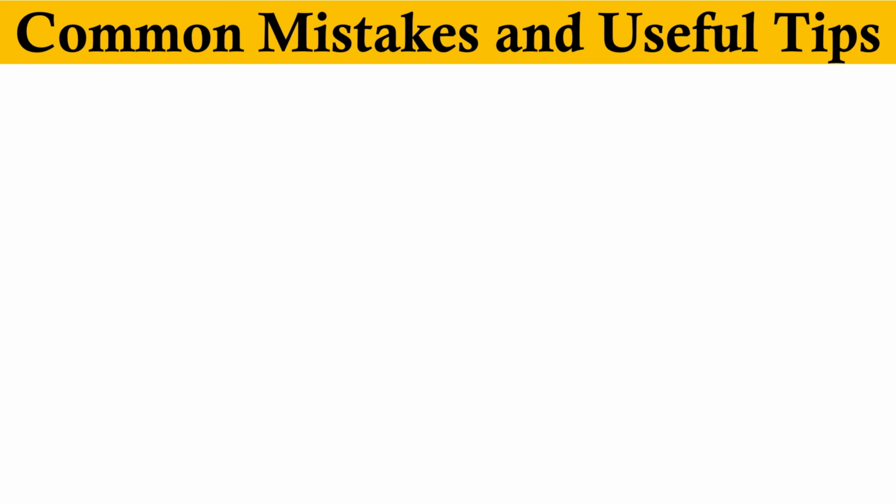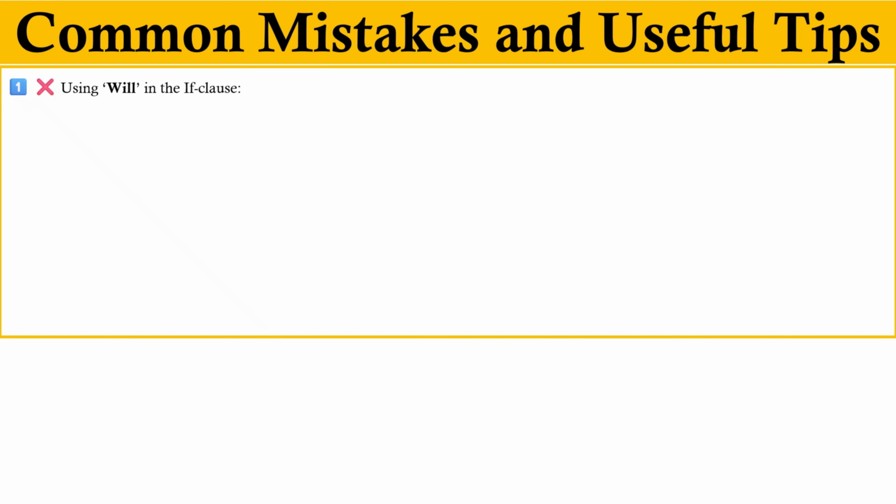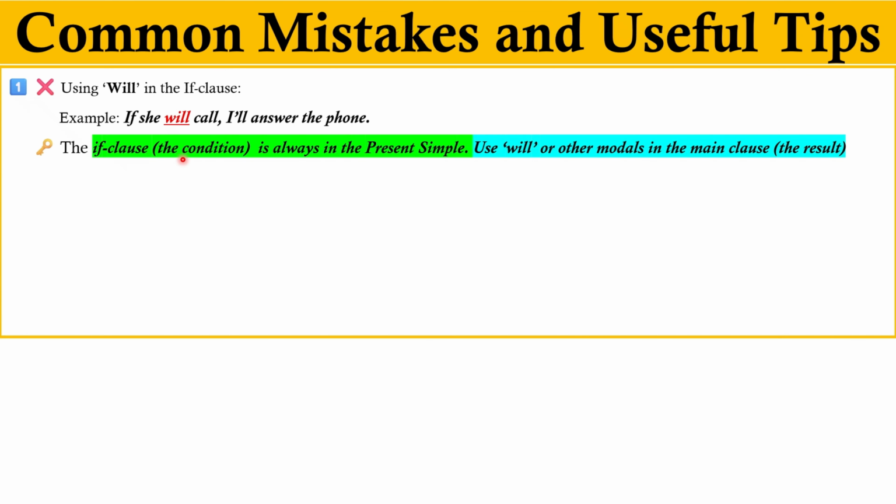Now let's look at some common mistakes learners often make with the first conditional. The first mistake is using will in the if clause. For example, some learners say, if she will call, I'll answer the phone. That's incorrect because the if clause shows the condition and uses the present simple. We use will only in the main clause. So the correct sentence is, if she calls, I'll answer the phone.